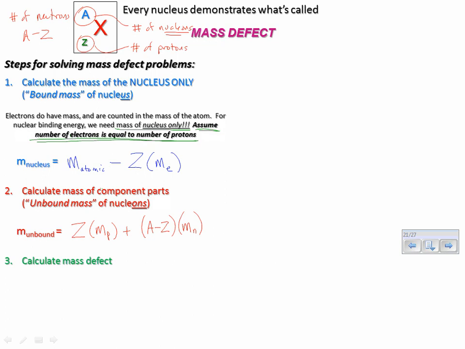Now calculate the mass defect. That's going to be M unbound minus M bound. Just take the difference. You'll get an answer in unified mass units. Okay?